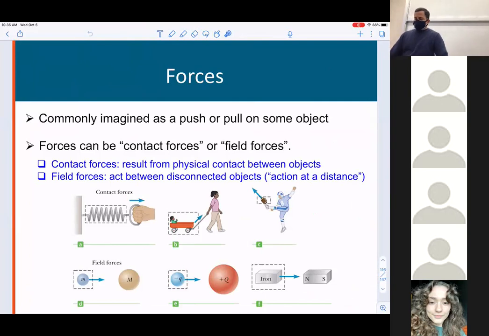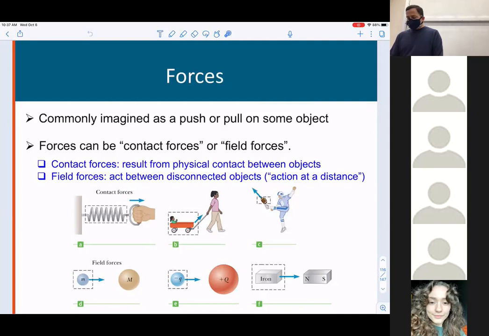So let's talk a little bit about forces. We haven't talked about it in detail as much. And we have some intuition for it from our daily lives. A force is usually imagined as a push or a pull on some object. So this person kicking the football is pushing on it, that exerts a force. This person is pulling on this handle, they're exerting a pulling force, and so forth.